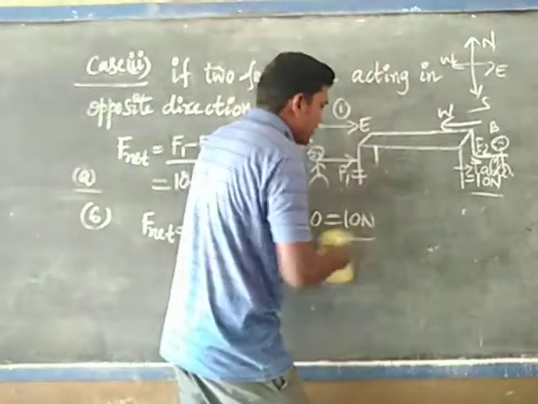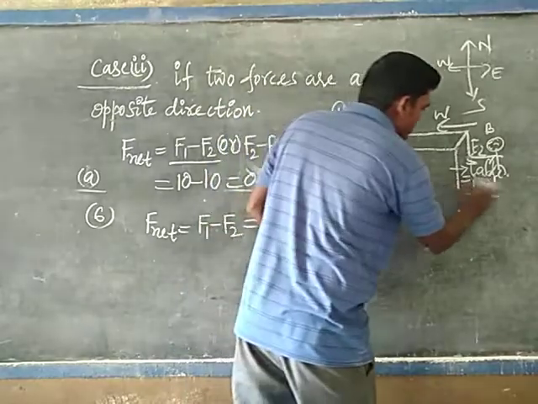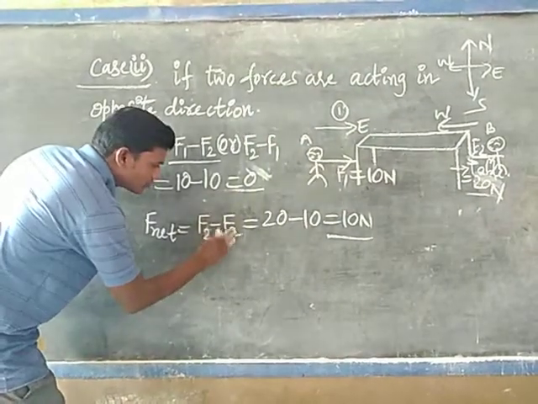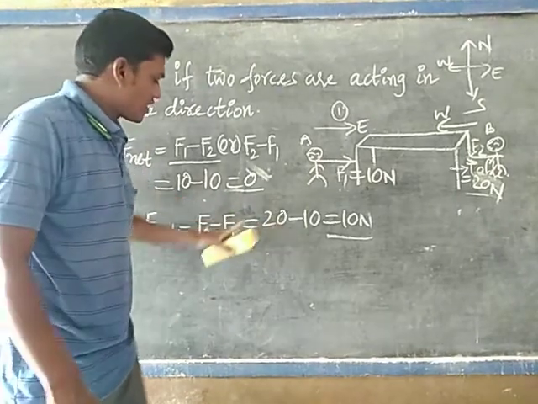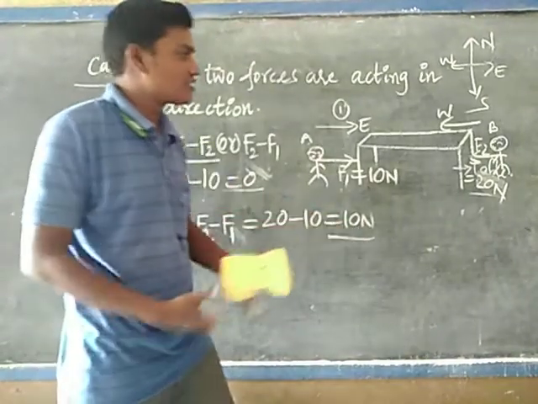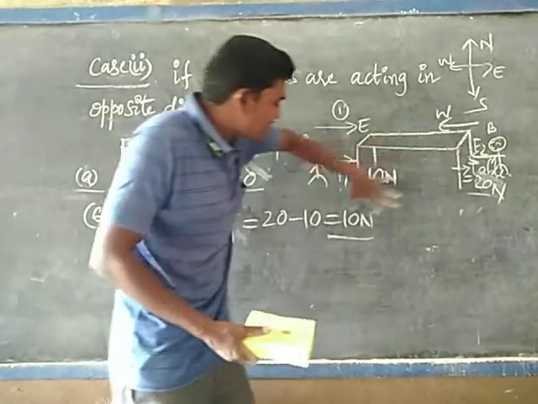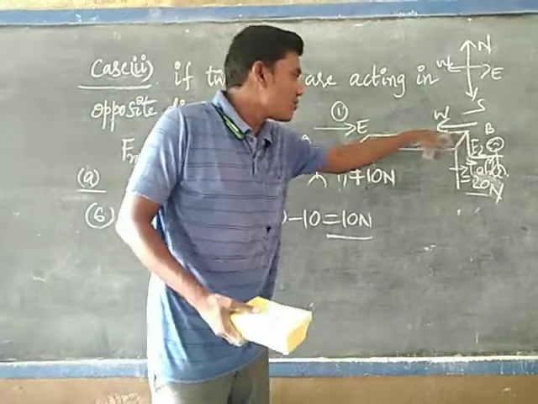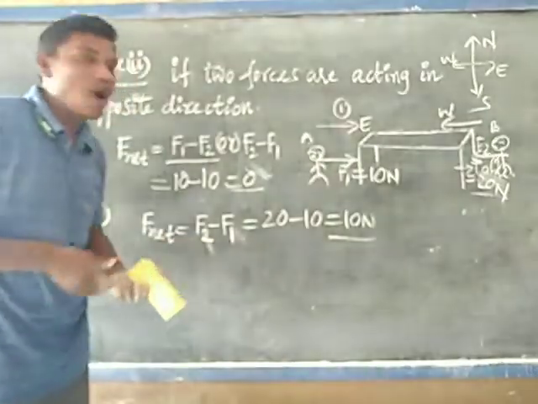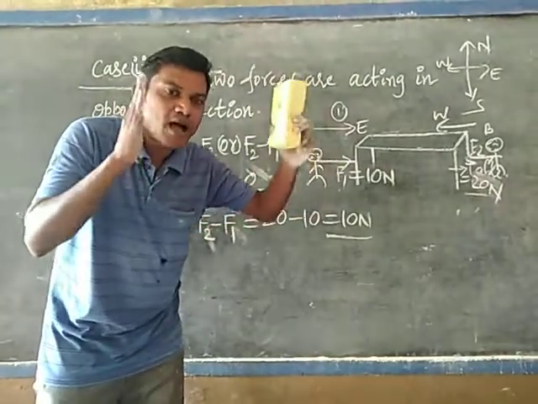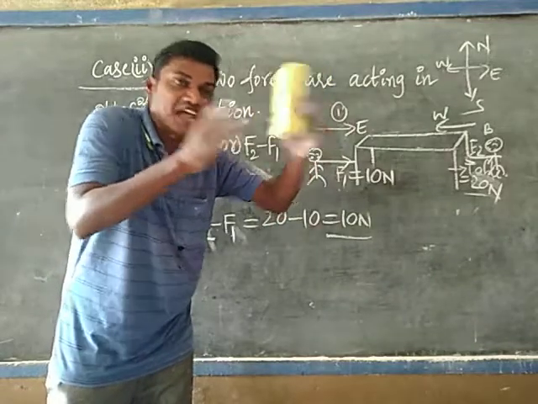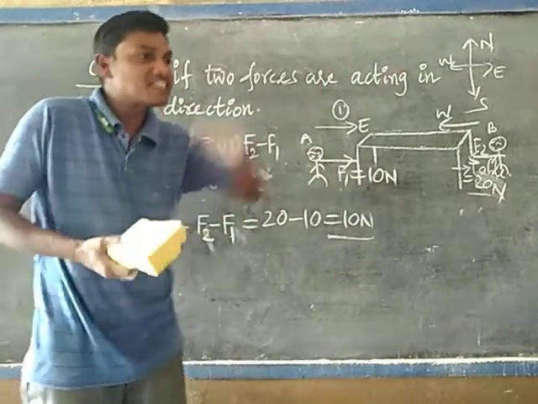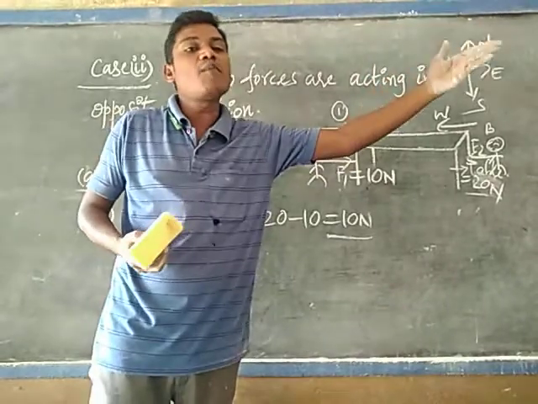Now, just consider F1 is 10 Newton, F2 is 20 Newton. What is the formula? Here we write F2 minus F1. F2 is 20, F1 is 10, finally 10 Newtons. So the B person applies 10 Newton more force than the A person. That's why the table must move towards the west. Simply what you understand is, when two persons apply forces on the table in opposite direction, whichever person applies more force on the body, the body will be set into motion on that side.